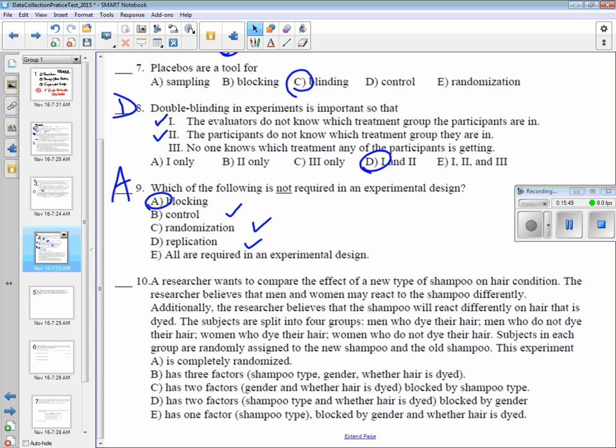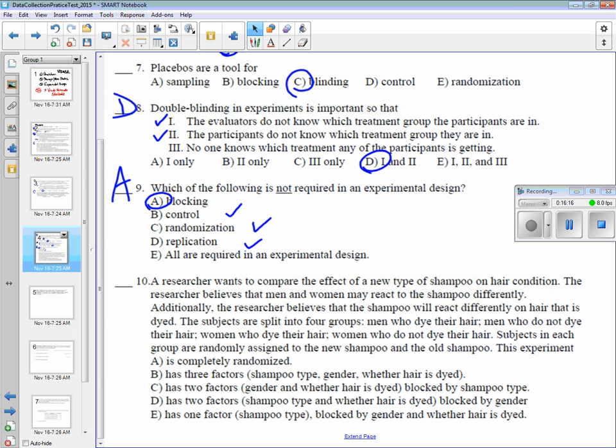A researcher wants to compare the effects of a new type of shampoo. The researcher believes that men and women may react to the shampoo differently. So because of that, what does he need to do with them? Block them. Okay, so we're going to block by gender. Additionally, the researcher believes the shampoo will react differently on hair that is dyed. Okay, so people that dye their hair, like myself, because I'm gray.